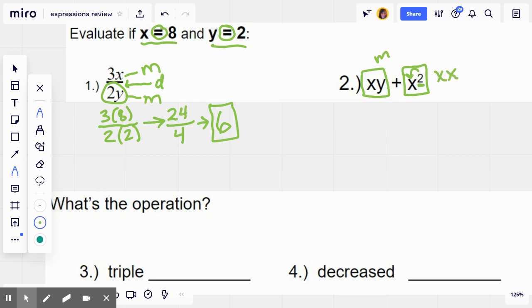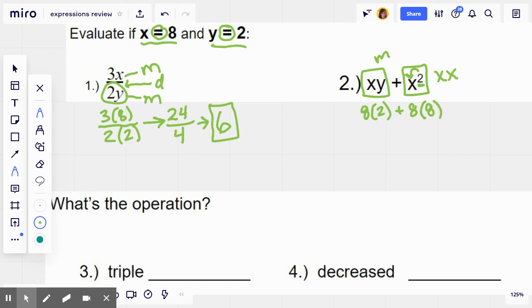All right, so let's figure out what this all means in terms of 8 and 2. So xy means x times y, so I'm going to multiply 8 times 2. I'm just going to bring down my plus. And then I'm going to have x times itself. Well, x is 8, so that's going to be 8 times 8.